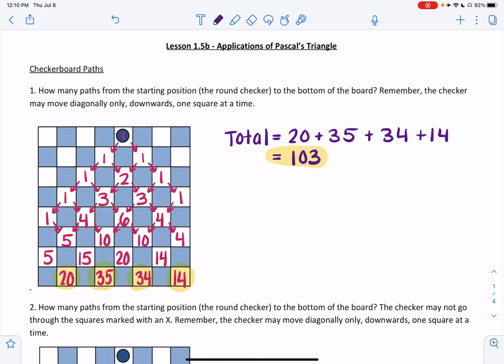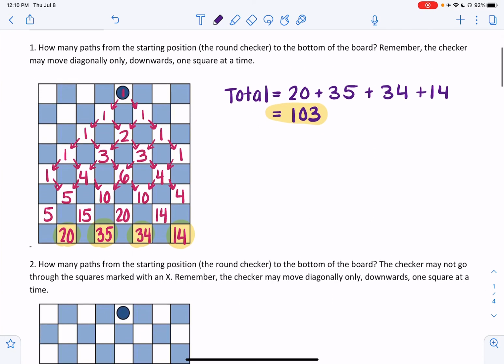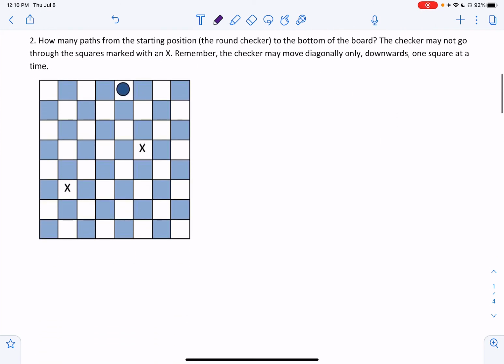Now we can also up the difficulty of these kinds of questions. Sometimes, maybe there's some spots that we can't go. So for example 2, we want to determine how many paths from the starting position, which is the round checker again, to the bottom of the board. The checker can go through any of the squares except the ones with the X's. We cannot go to those spots. Again, our checker can only move diagonally in a downwards motion, one square at a time.